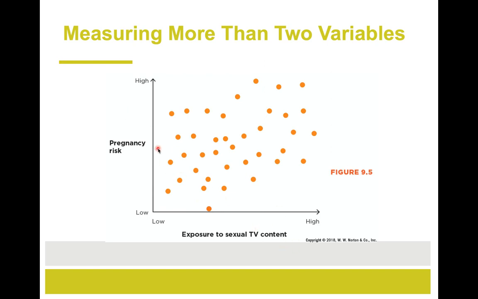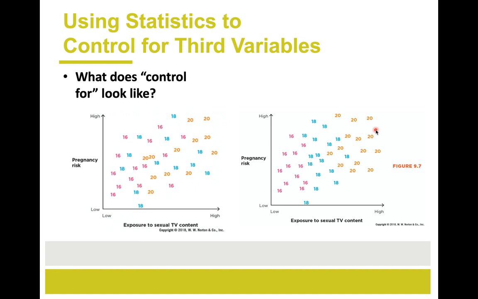We can't assert causation, right? Because we don't have temporal precedence and we haven't established internal validity by controlling for other variables. But we could, as we discussed earlier, make exposure to sexual content at time point 1, and make pregnancy risk at time point 2. So we could take care of temporal precedence there. But what if we want to add a third or a fourth variable to the mix to try and, quote unquote, control for it? So we can visualize what it looks like for something to be controlled for.